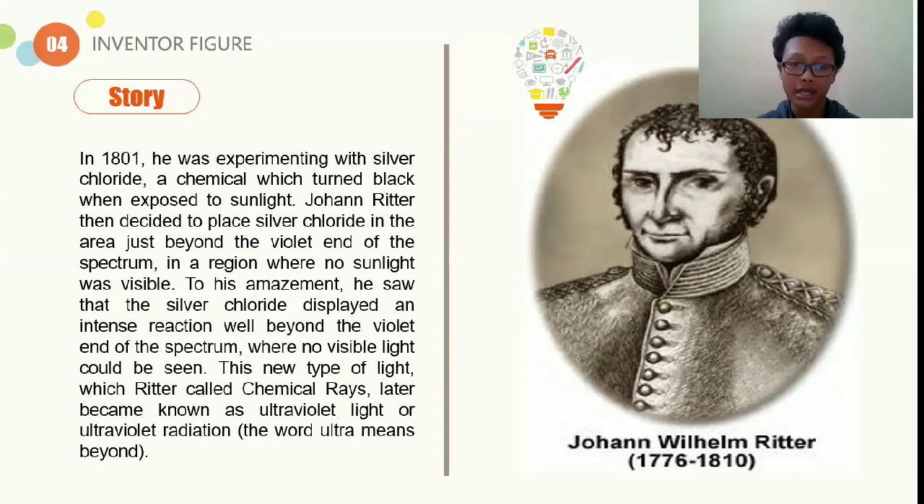To his amazement, he saw that the silver chloride displayed an intense reaction beyond the violet end of the spectrum, where no visible light could be seen. This new type of light, which Ritter called chemical rays, later became known as ultraviolet light or ultraviolet radiation. The word ultra means beyond.